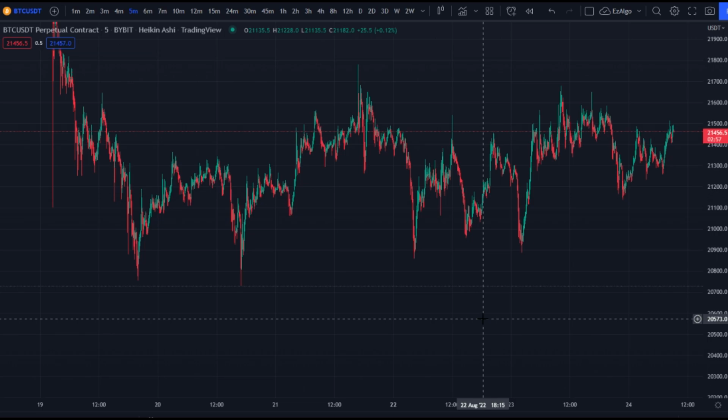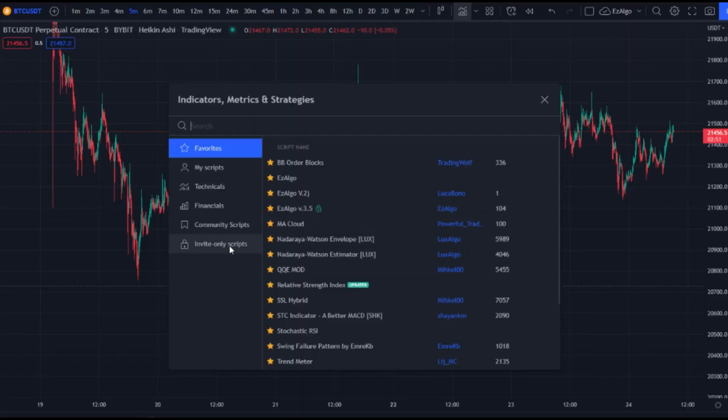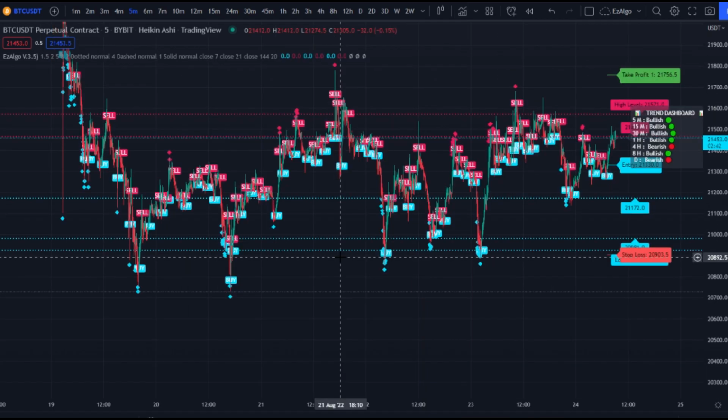So once you get EzAlgo, you're going to come up here to indicators, all right? And it will be under your invite only scripts. It will say EzAlgo v3.5. So you're going to click on that. And once you load the indicator in, it's going to look something like this. And there's a ton of stuff going on here.